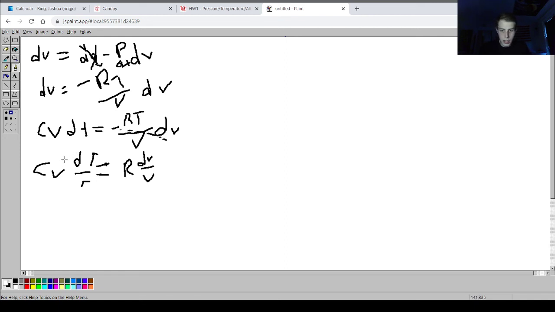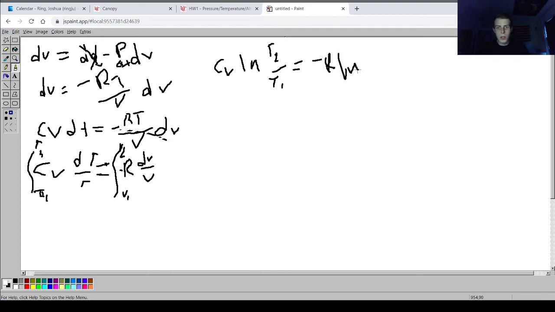So we'll just go ahead and add our integrations here. We got to make sure we keep the negative, and we'll get V2 and V1. And then on this one, we will have T2 and T1. And then now we will simply simplify this to be CV natural log of T2 over T1 is equal to negative R natural log of V2 over V1.